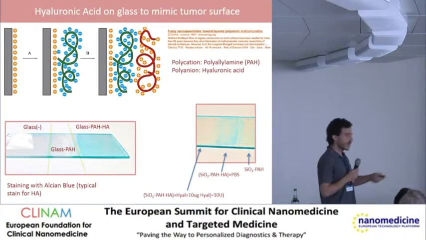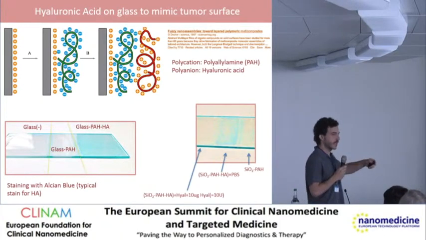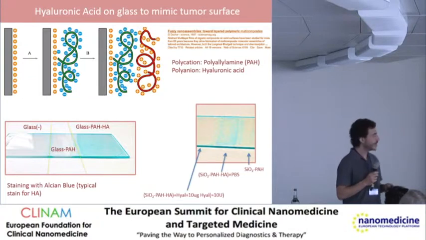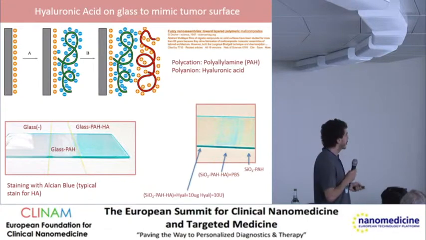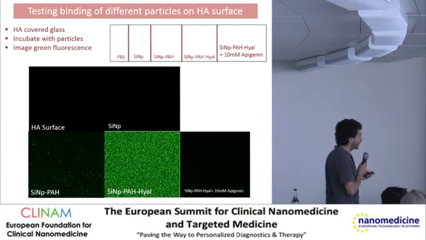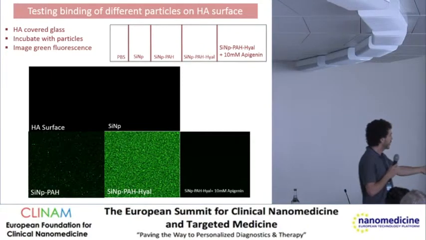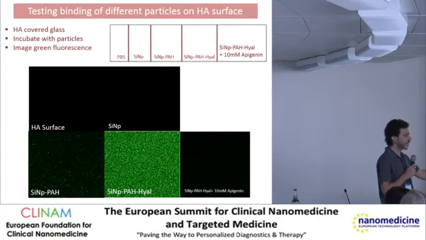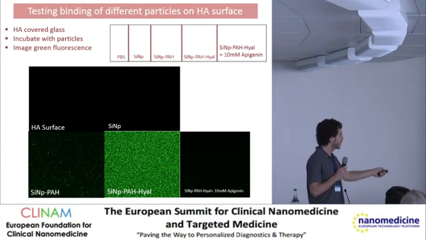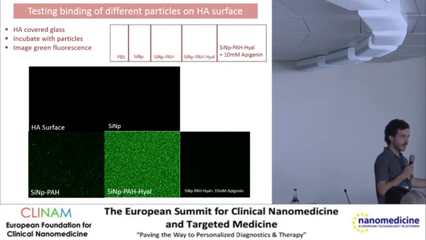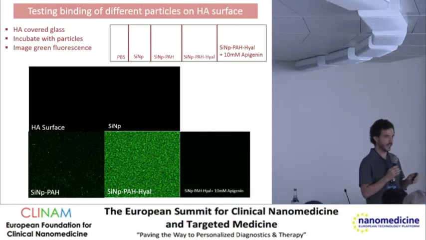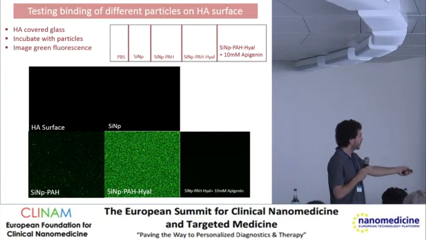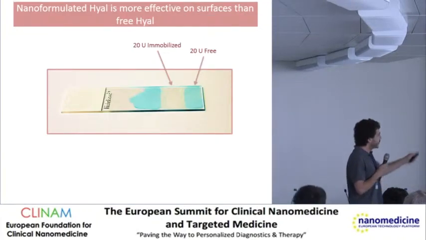So first, seeing that previous image, we prepared a surface covered with hyaluronic acid, basically to mimic the tumor surface. And what you see here is that with these particles, which are now fluorescent, only the particles that have the enzyme on the surface bind, they stick to this surface. The controls do not. And this binding seems to be activity related, because when I inhibit the enzyme with this, which is a specific inhibitor for hyaluronidase, I see no binding.